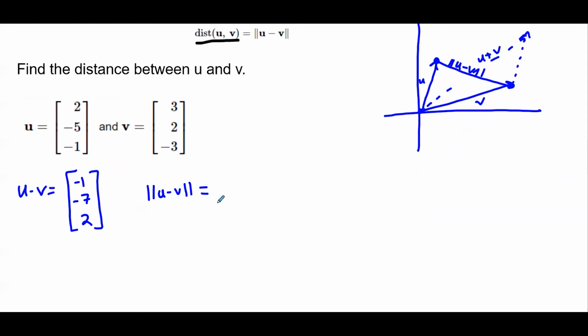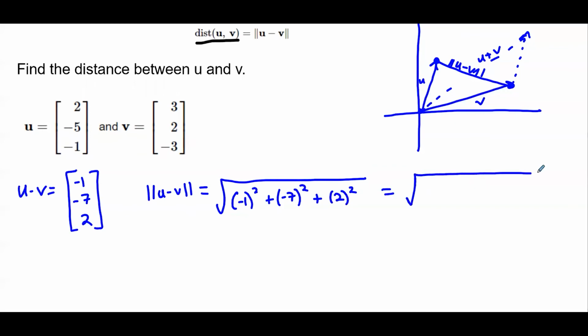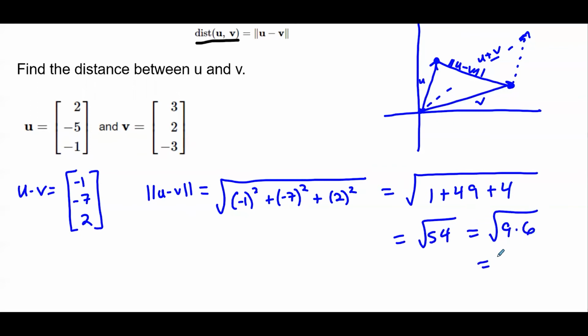So the square root of -1 squared plus -7 squared plus 2 squared. So that's 1 plus 49 plus 4. Square root of 54. That one does reduce because 54 is divisible by 9. It's 9 times 6. Square root of 9 is 3. So I get 3 root 6 is the distance between u and v.